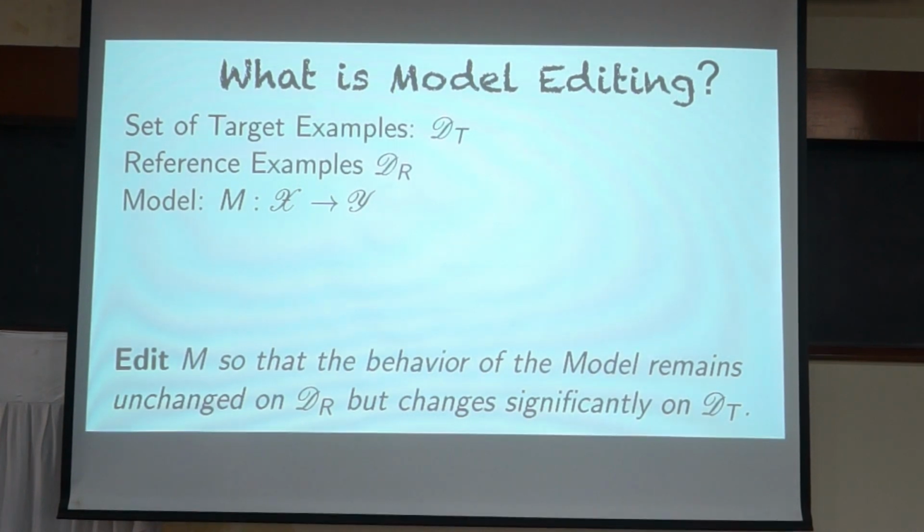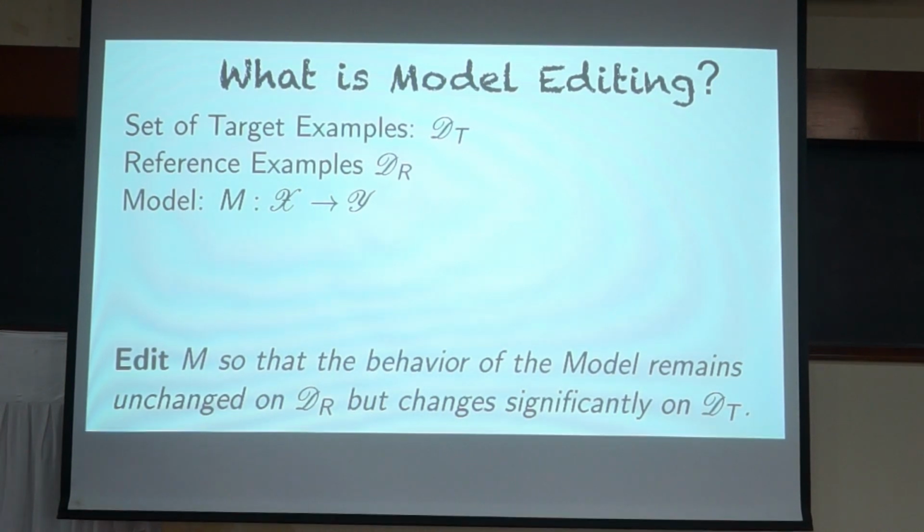We would like to do the following. The model is behaving in some way. On the reference examples, it should remain the same. But can you edit the model, change the model in whatever way you want, so that its behavior on the target examples changes? So one formulation of this is, say, Scarlett Johansson: the model should behave exactly the same way on any other examples except on Scarlett Johansson. Things like that. So this is one way to frame this question.